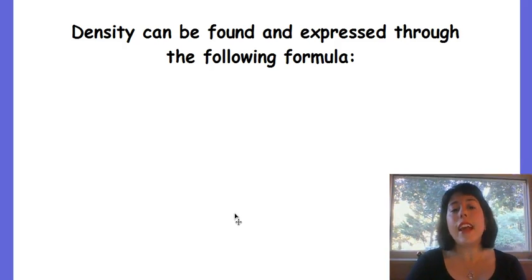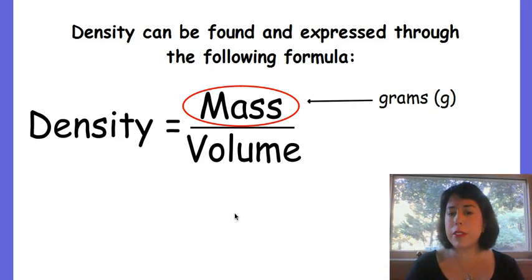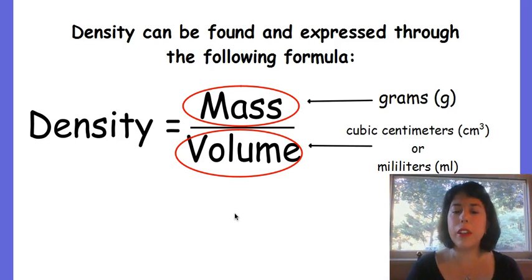Now, density can be expressed mathematically through the following formula. Density equals mass over volume. And that's why before that definition might have sounded familiar, because we kind of combine these two factors together. Mass, remember, is the amount of matter in a given space, and we express mass in grams, and volume is the amount of space an object takes up. And we can express that either using cubic centimeters or milliliters.